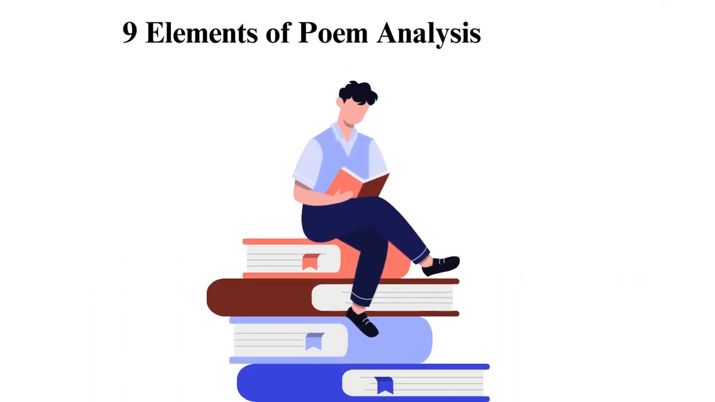9 Elements of Poem Analysis. Form simply means the structure of a poem. It includes rhythm, rhyme systems, and repetition. Narrator. The narrator refers to the voice telling the story. It could be in the first-person perspective where one tells their story, second-person where they address you, and third-person where they talk about the character's thoughts, actions, and motivations, hence can be described as omniscient.